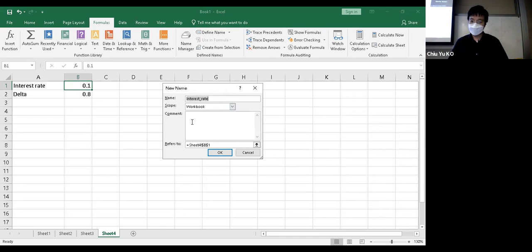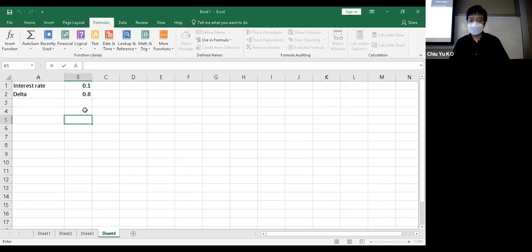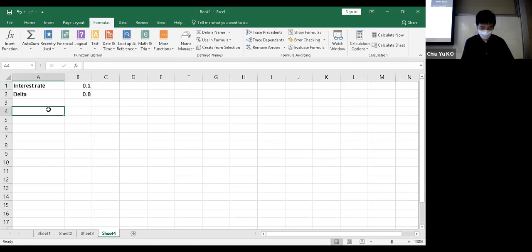That doesn't really matter. And the scope may be the whole workbook or the whole worksheet. It depends on where you want to use it. If I want to restrict this name to this spreadsheet, I just choose this one. And if you want to use it for the whole workbook, then you just choose the whole workbook. In this case, I just want to use it here.